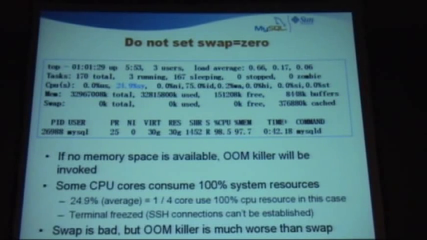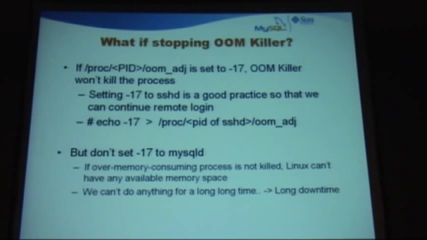So swap is bad, but the OOM killer is much worse than swap. So what if we stop the OOM killer? If /proc/PID/oom_adj is set to -17, the OOM killer won't kill the process. Setting -17 for sshd is a good practice so that we can continue remote logins. But don't set -17 for MySQL. If our over-memory-consuming process is not killed, Linux can't have any available memory space forever. So we cannot do anything for a long time.